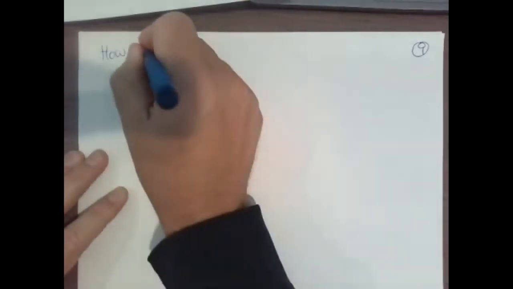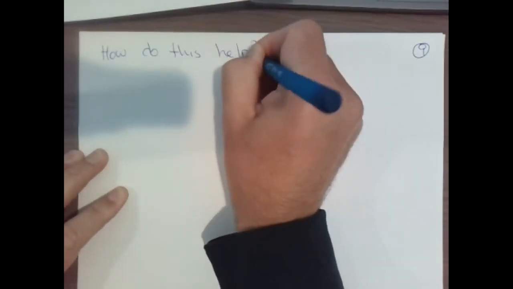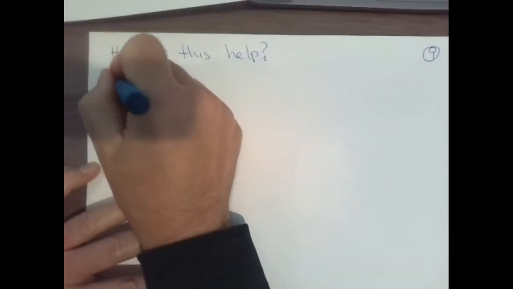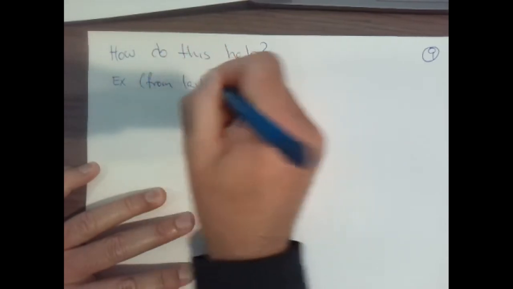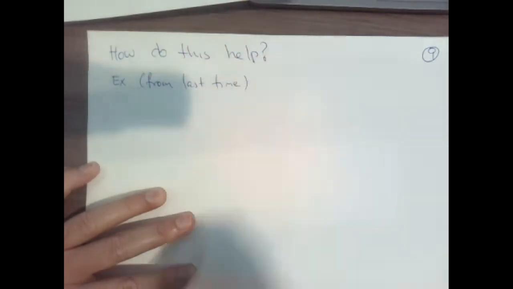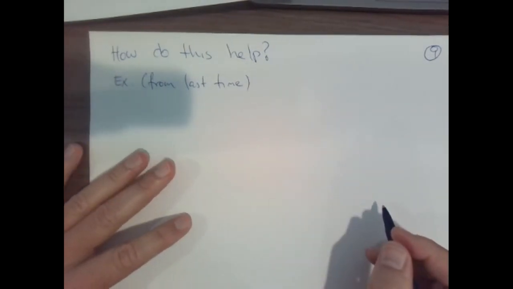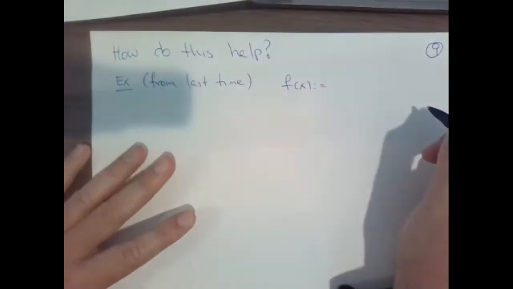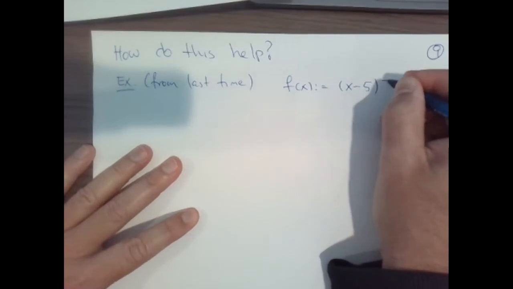So how does this help? Well, let's have a look. Let's have an example that we did last time. So this is from last time. We were looking at exactly pricing an option, f of x. We were pricing a call option with strike 5.